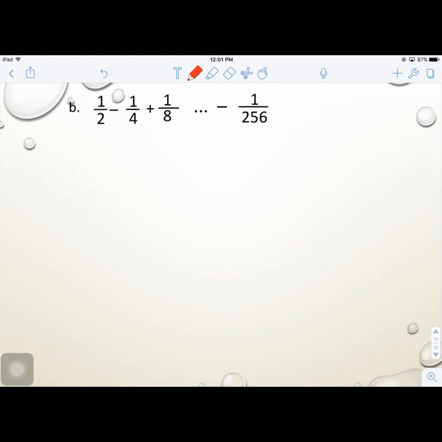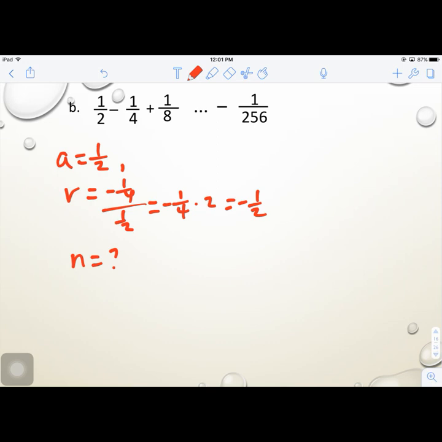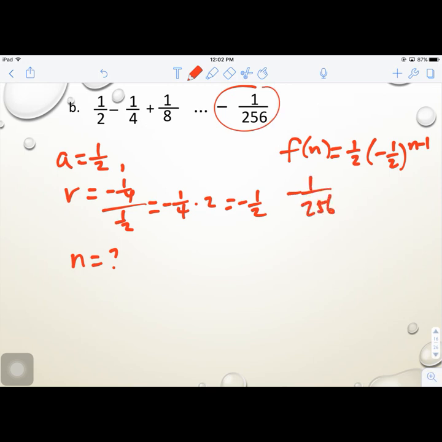And so, moving on to this problem, we have a is equal to 1/2, r is equal to negative 1/4 over 1/2. That will be negative 1/4 times 2. That will be negative 1/2. And n, again, we do not know, so we're going to look for f of n, which is the initial value of 1/2 times r, which is negative 1/2 to the n minus 1. And then set it equal to the last term of negative 1 over 256.